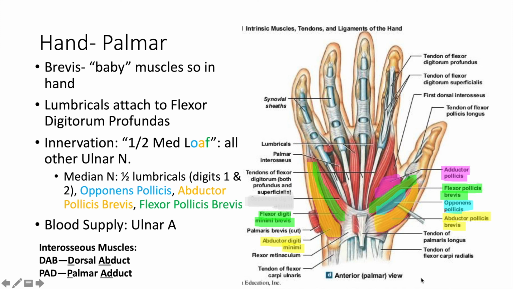Some people get confused. My interosseous muscles, on my dorsal side, I've got my dabs, as I like to say, and then on the palmar side, I have my pads. So what does this mean? So I got my dabs and my pads. So dorsal side, they're going to abduct, and on the palmar side, those interosseous muscles adduct.